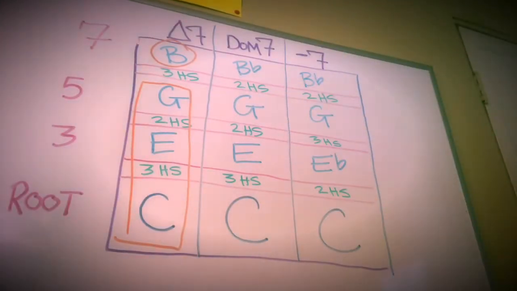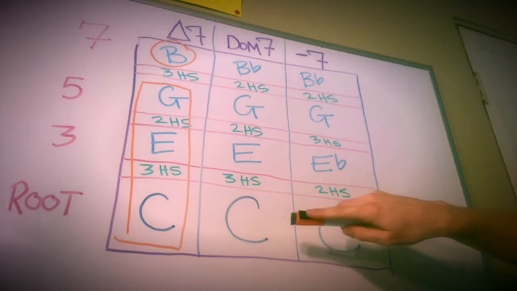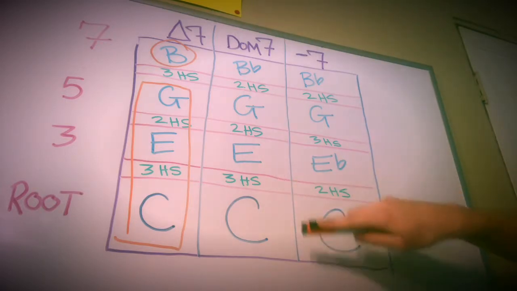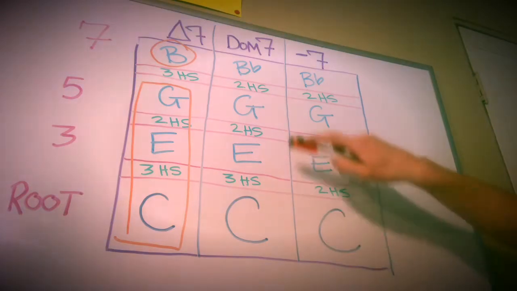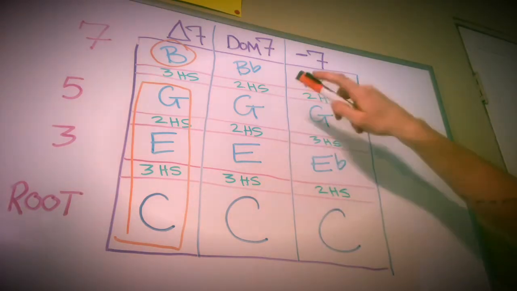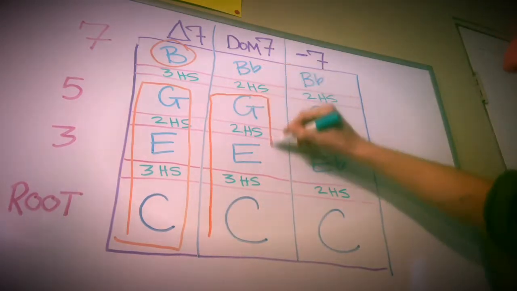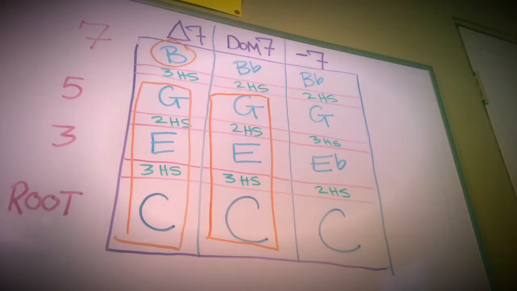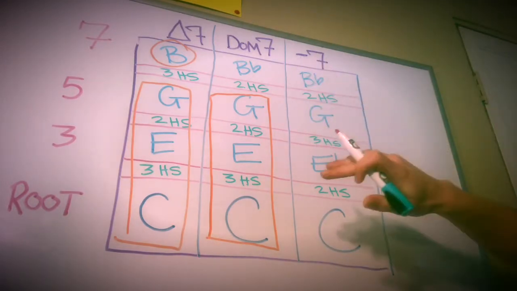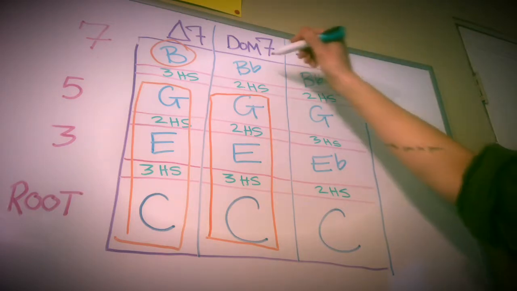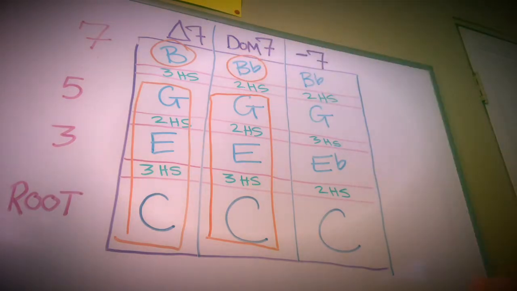In the second column of this chart, we see the formula for building a dominant 7. A dominant 7th chord requires us to have 3 half steps between the root and the 3rd, and 2 half steps between the 3rd and the 5th. Boy, this looks awfully familiar. I'm going to go ahead and say the dominant 7th chord requires a major triad. But then 2 half steps between the 5th and the 7th, well, that makes it a minor 7 on top. The dominant 7th chord is a major triad with a minor 7th on top.